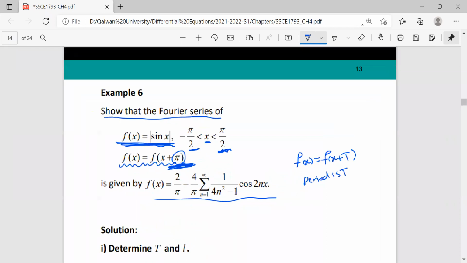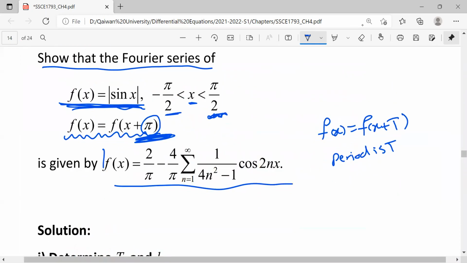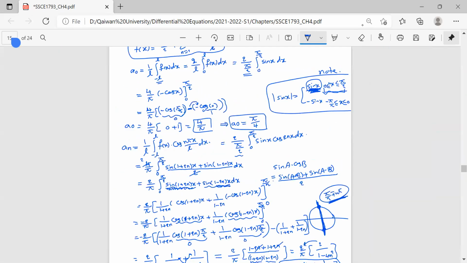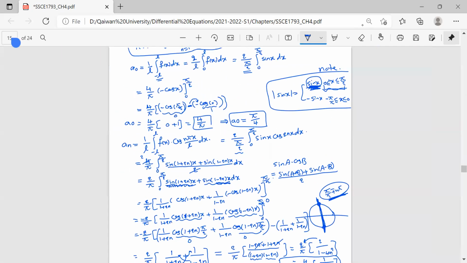This is given. Here it's 2 over pi minus 4 over pi. So it's pi over 4. Sorry, a naught is 4 over pi, not pi over 4. I made a mistake here. This is 4 over pi, as you see in the previous step.